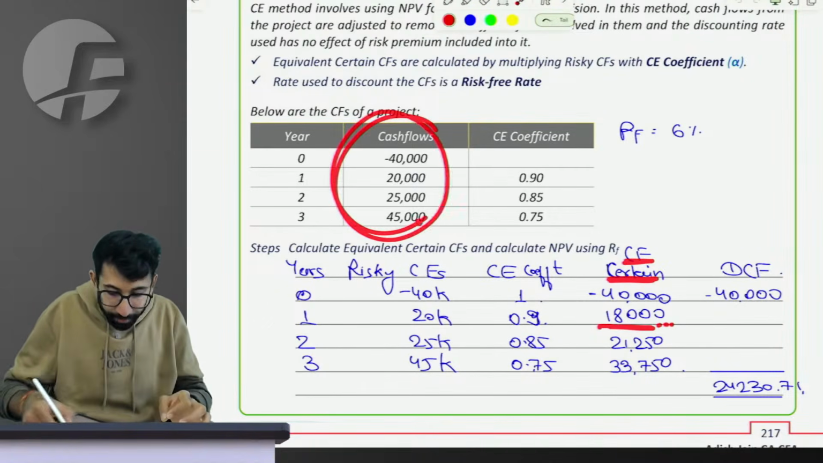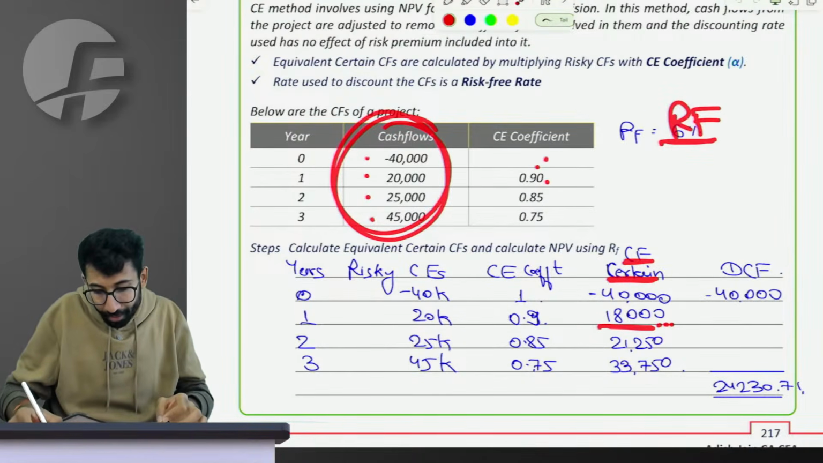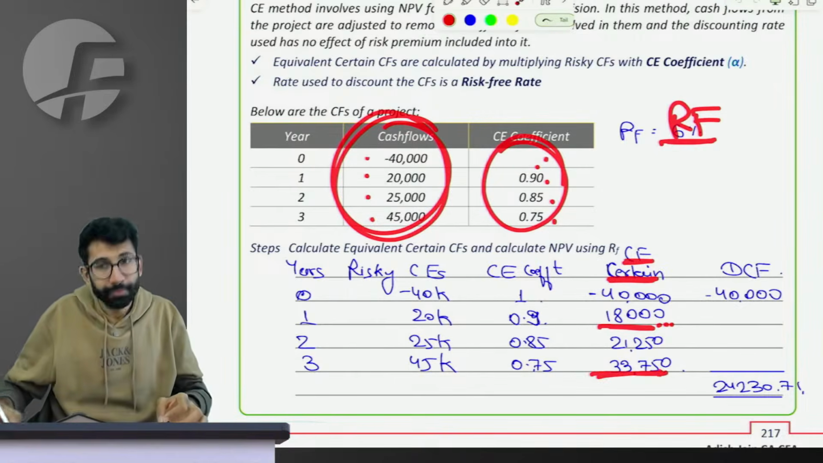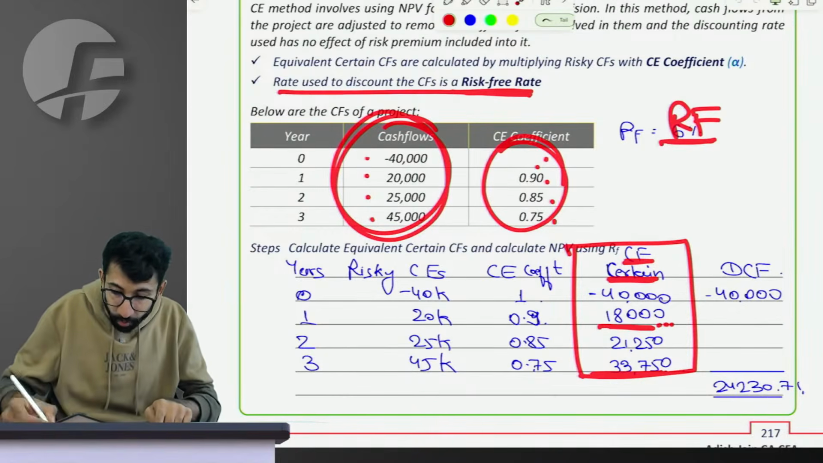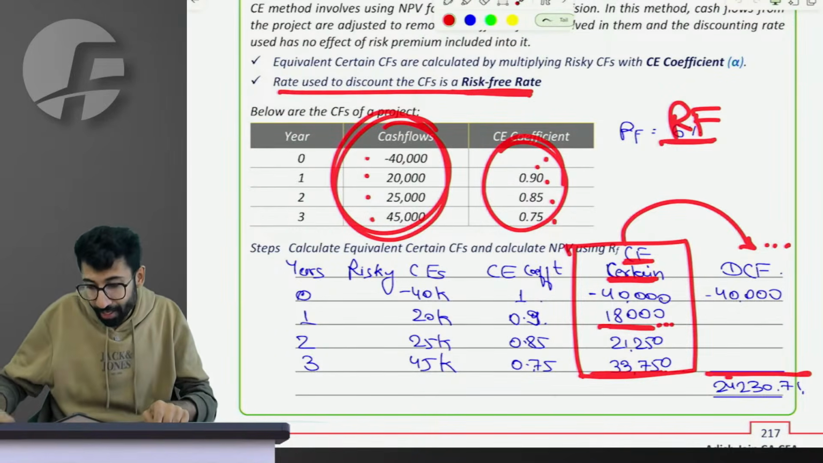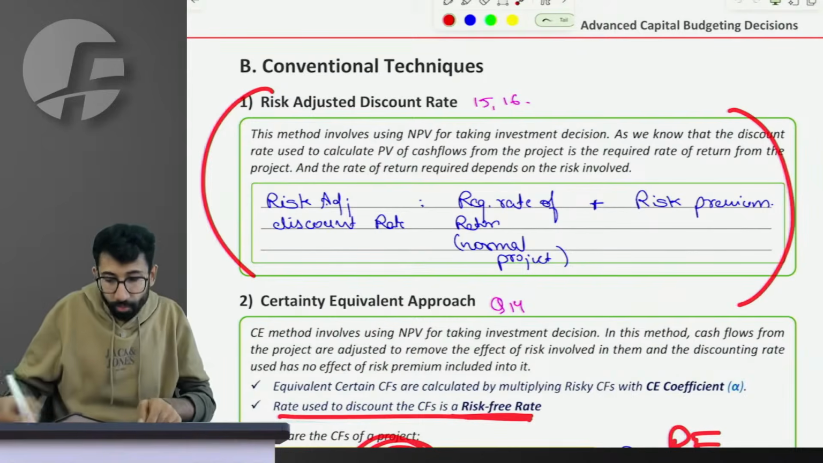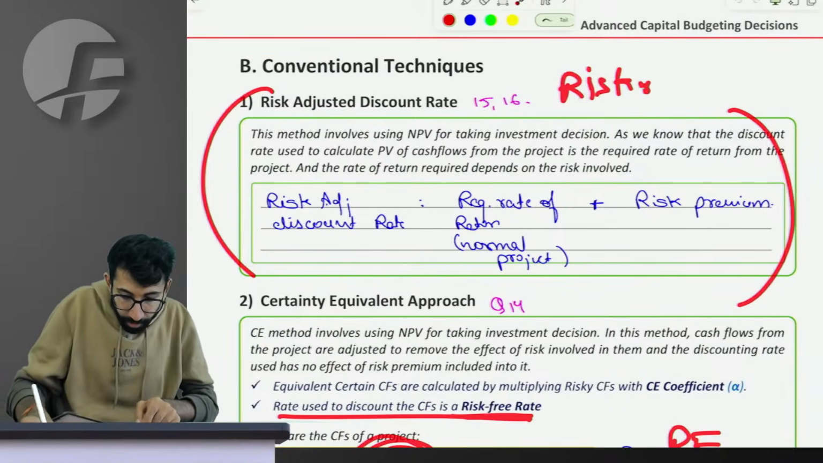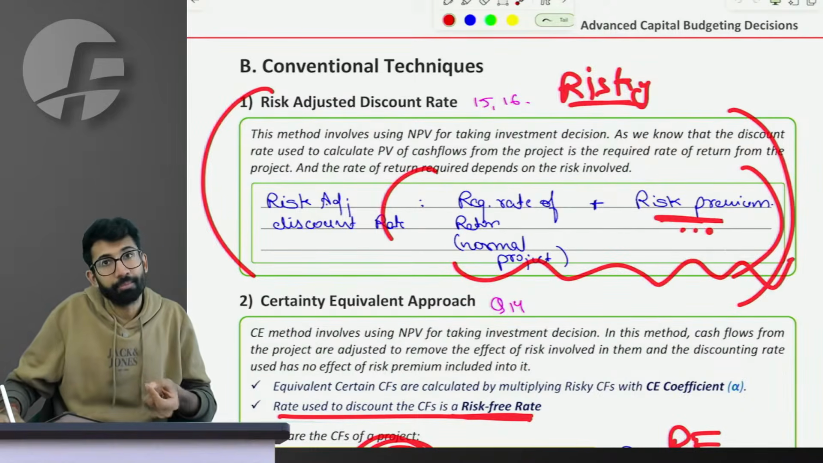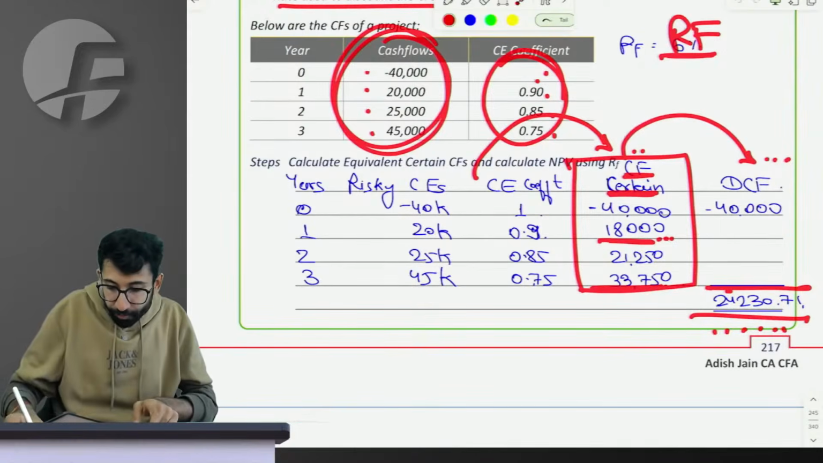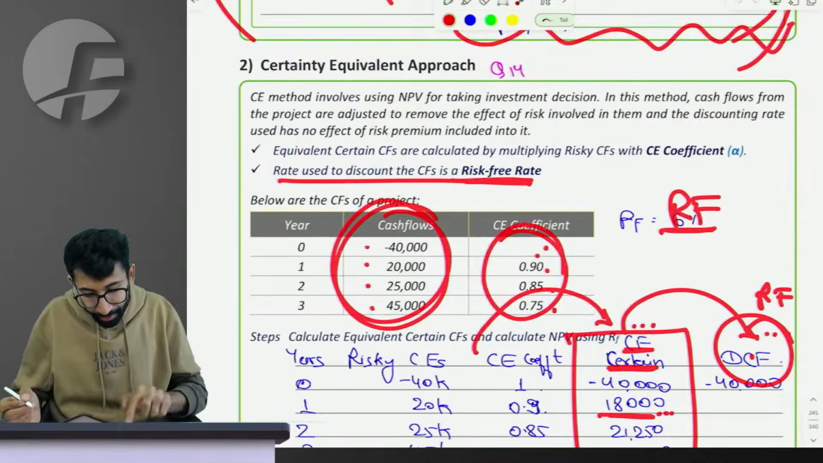So basically the objective is to convert all these risky cash flows to certain, risk-free cash flows, after multiplying by the certainty equivalent coefficient. Once you have the risk-free cash flow, use a risk-free discounting rate to discount those risk-free cash flows and calculate NPV. In the risk-adjusted discounting rate approach, the cash flow was risky, so you made the discounting rate risky also by adding a risk premium. In the second approach, you made the cash flow risk-free, so the discounting rate being used was also risk-free, and that's how you calculate NPV.